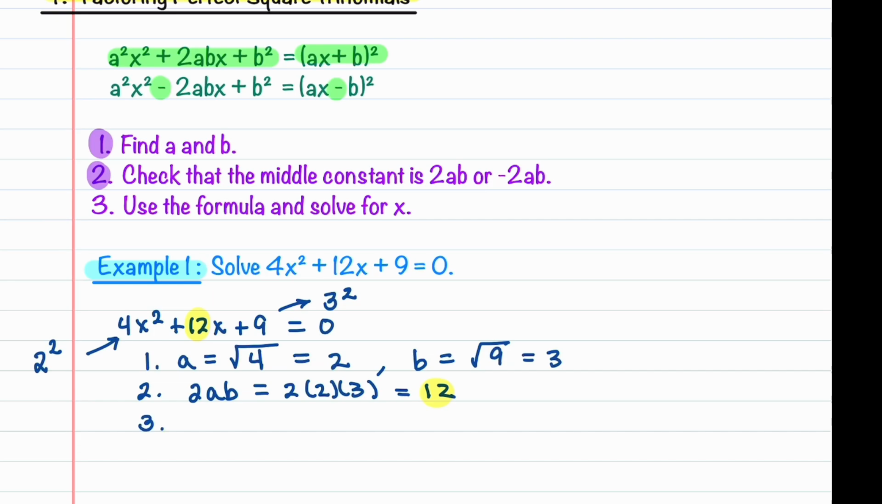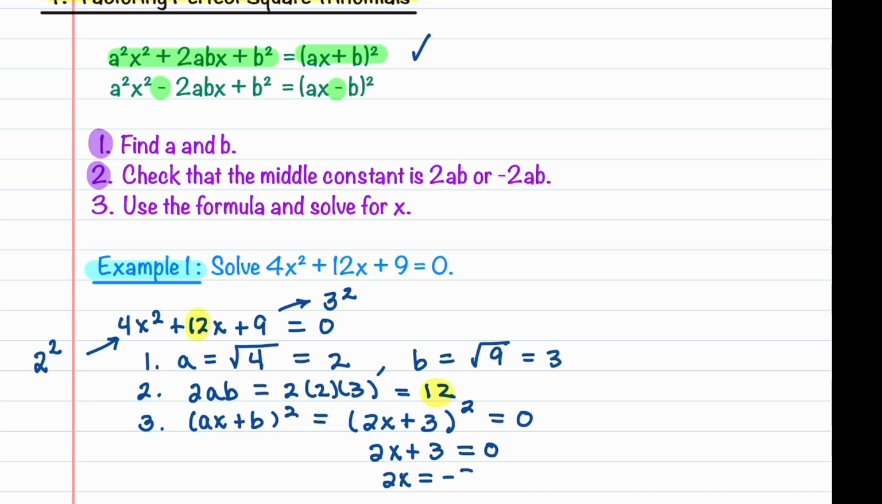That's using our formula. So let's look back up here at the green highlighted formula, and we're going to use this formula right here. Our problem then can be written as ax plus b quantity squared. Our a is equal to 2, so we have 2x plus b, which is 3, quantity squared, and that's equal to 0. Now we're going to solve 2x plus 3 is equal to 0. We'll move the 3 to the right-hand side, so we'll get 2x is equal to minus 3, and then we'll divide both sides by 2, and we'll get x is equal to minus 3/2.